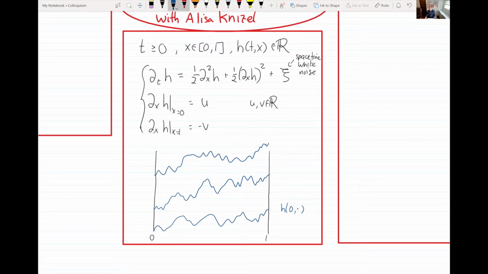The boundary conditions are somehow imposing that the slope at this boundary should be u, and the slope at this boundary should be minus v. The reason for the minus sign is sort of a physical thing. There's a symmetry between the two sides, right? So really, from the perspective of the right boundary, the slope is v, and from the perspective of the left boundary, the slope is u. So that's why it's natural to put a minus sign on the right boundary.